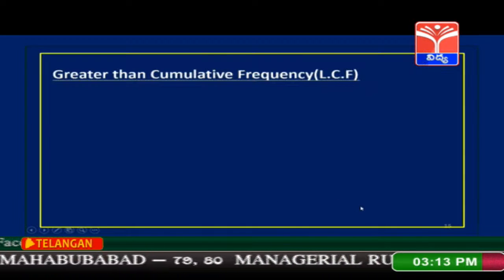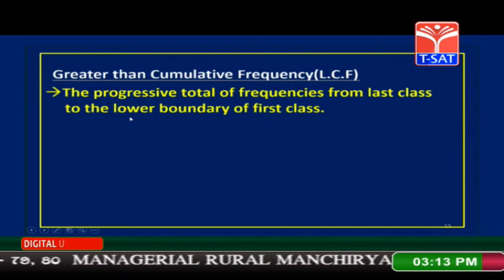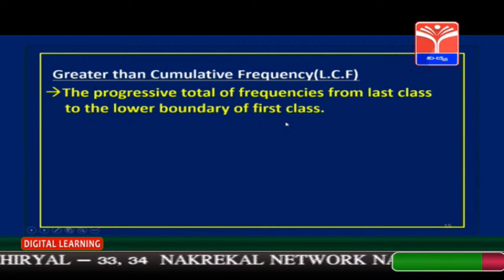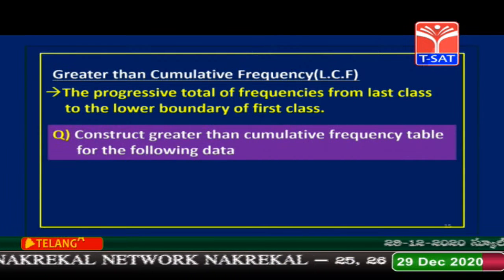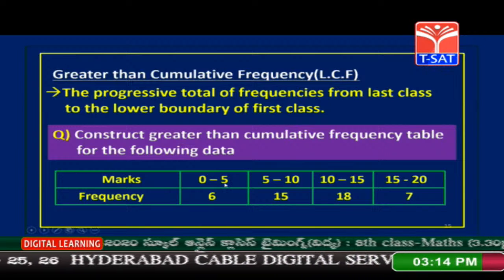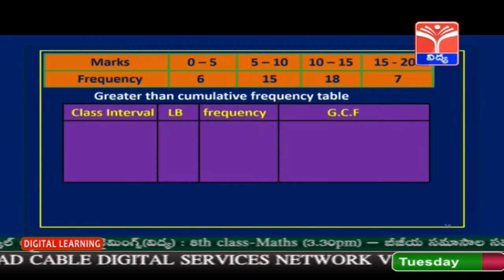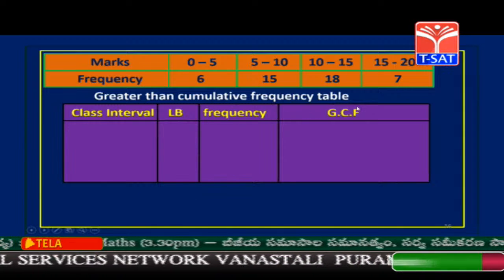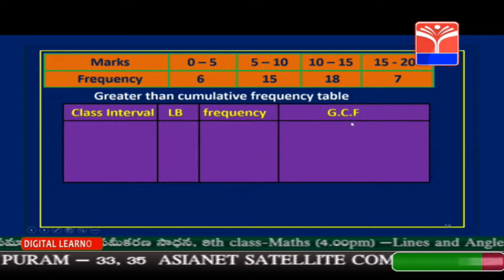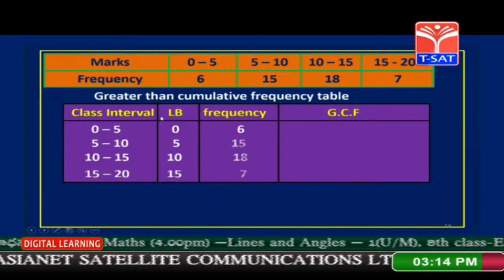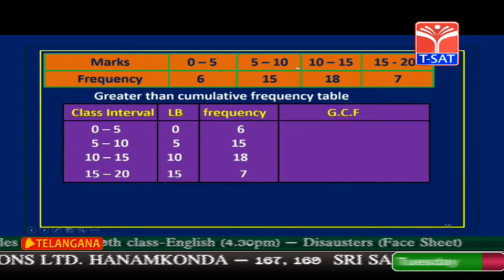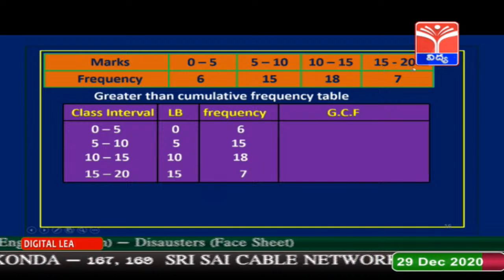Now let us understand what is greater than cumulative frequency. The progressive total of frequencies from last class to the lower boundary of first class. Children, let us construct a greater than cumulative frequency distribution for the data. Here also I am taking the same table. Now I am taking class interval, lower boundary, frequency, GCF. See children, for LCF we have to take upper boundary, for GCF we have to take lower boundary. Now what I am doing, I am taking the classes here. First class 0 to 5, second class 5 to 10, third class 10 to 15, fourth class 15 to 20.